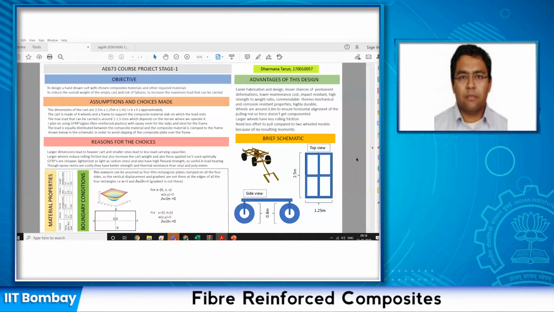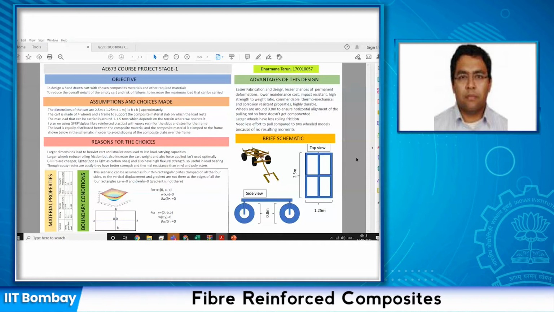So the advantages I get through this design are that it's easier to design and fabricate, there are lesser chances of permanent deformation, and the maintenance cost is lower. You won't have to repair it every time. So there is more durability, and you have high strength to weight ratio, good thermomechanical properties and good corrosion properties.